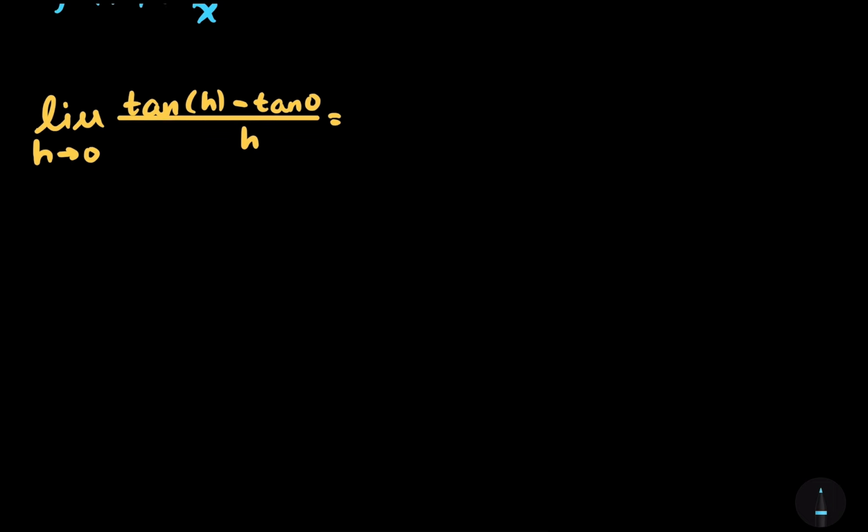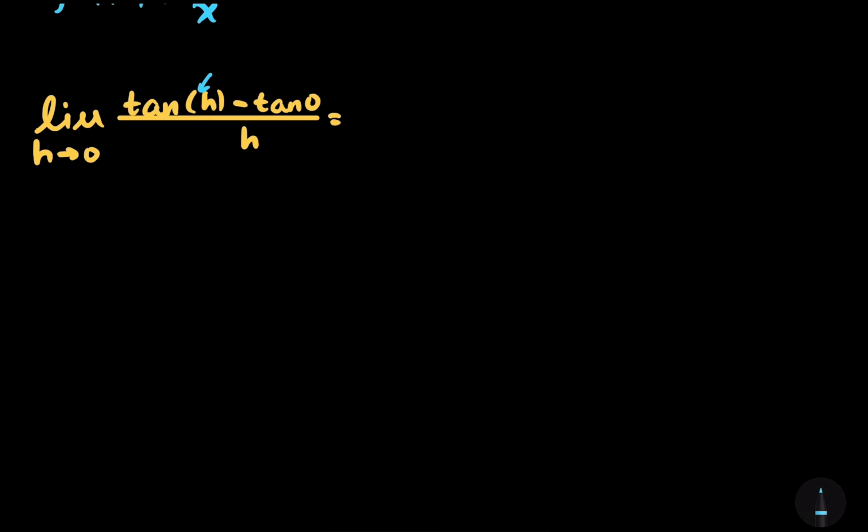Now we're going to take a look at this one over here. The limit as h approaches 0 of tangent of h minus tangent of 0 divided by h. I'm going to leave this one up to you because it's essentially the same exact logic. However, the only difference here is that we don't explicitly see some sort of number written next to this h.